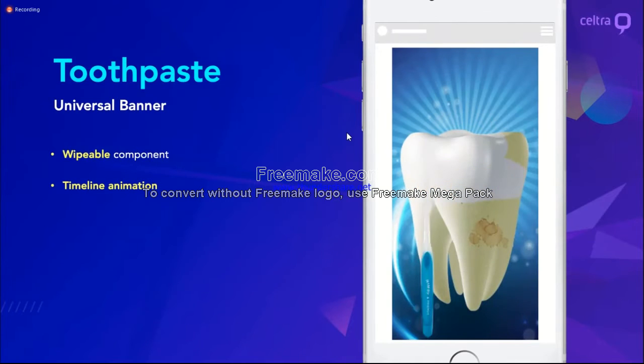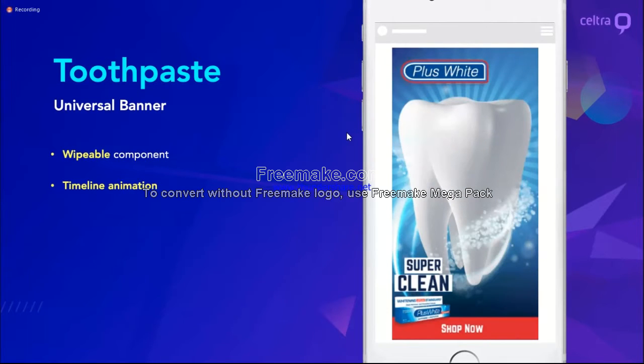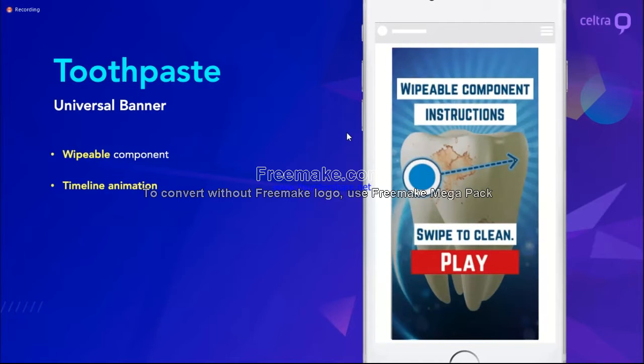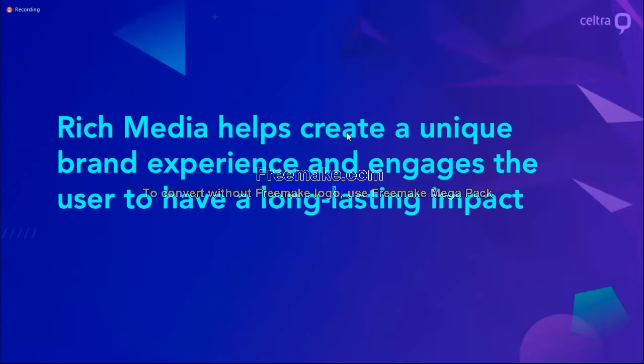This is one example of a toothpaste ad, where if you're advertising toothpaste, for example, you can have a simple game of the user wiping the teeth. This helps make an impact with the user. So overall, what does rich media help with? Rich media allows the user to interact with the ad rather than looking at just a static ad for one or two seconds. This allows more engagement with the creative. And when you have more engagement with the creative, you have a long-lasting impact of the brand.